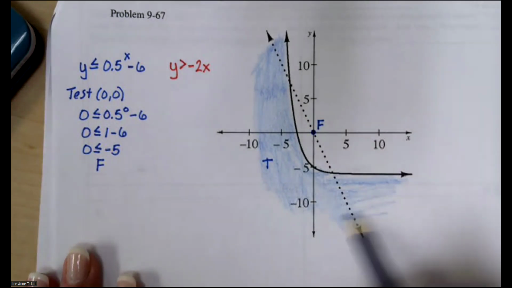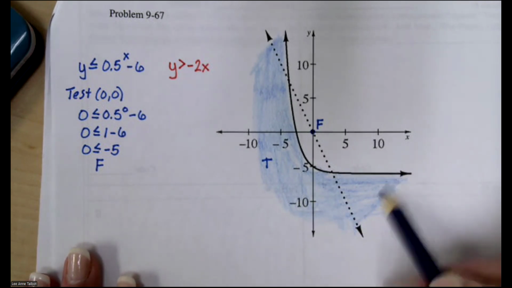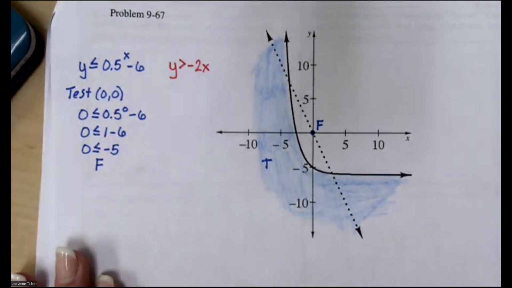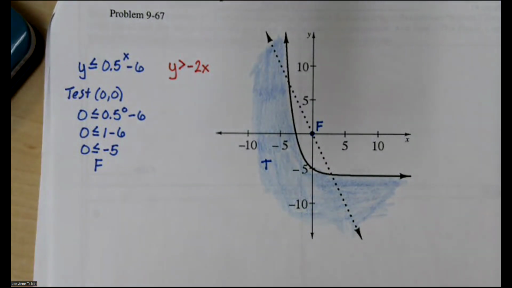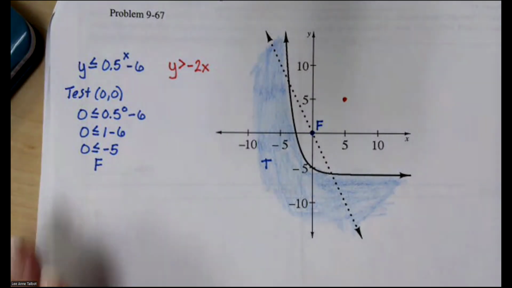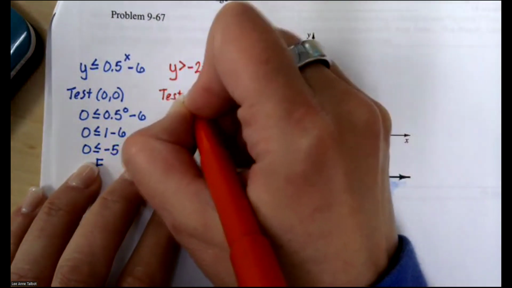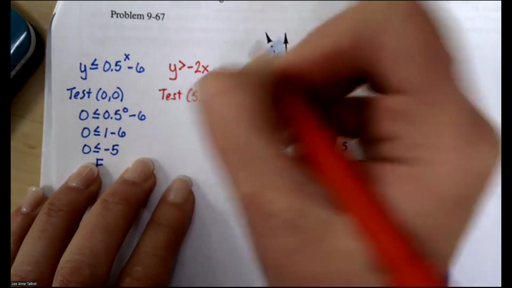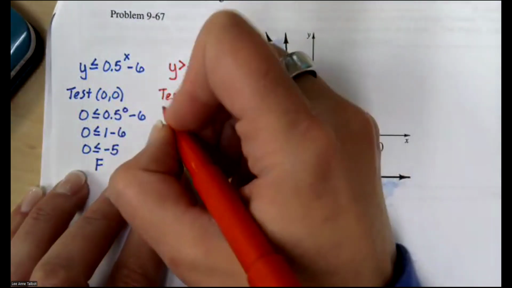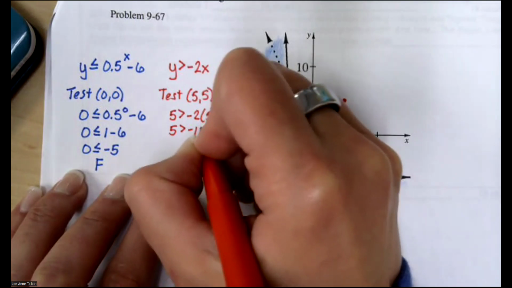Jalen, do you want to give me a good option for the line? I was going to say 5, 5, just because I would normally do 1, 1, but because of the way this graph paper is, I was going to suggest 5, 5. That's fine. Okay, so test 5, 5, which is the height I wish I was. 5 is greater than -2 times 5. 5 is greater than -10.